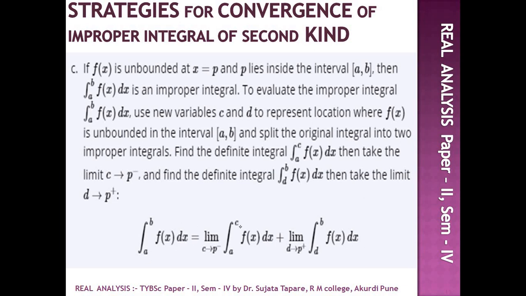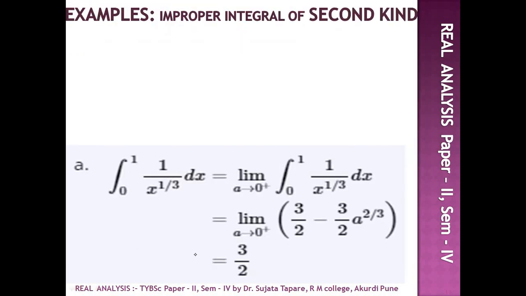For the first one, replace p by c and take limit c tends to p minus, because over here p is a upper limit, and in the second integral replace p by d and take limit as d tends to p plus integration d to b f of x dx. If both limits exist and finite, then we say that given integral is convergent, otherwise divergent.